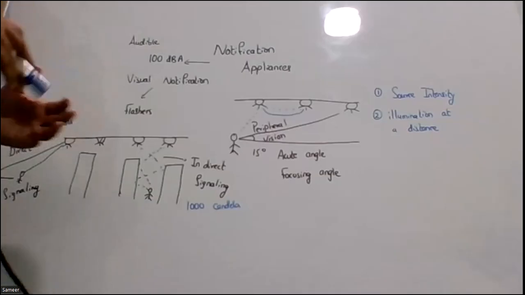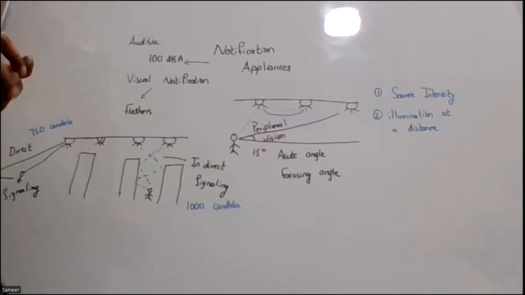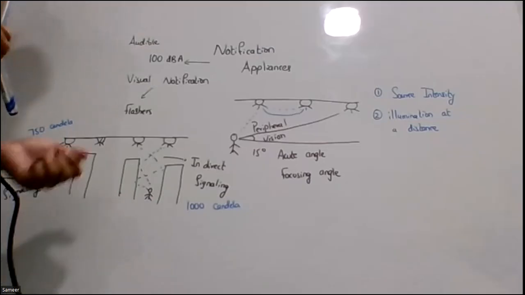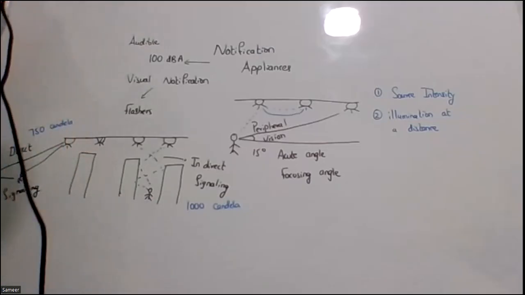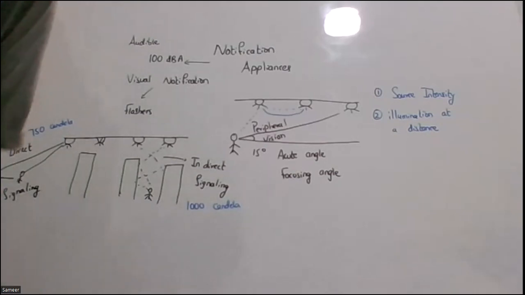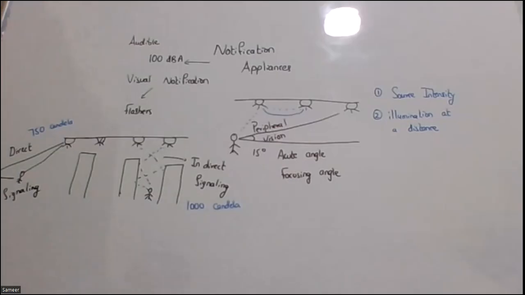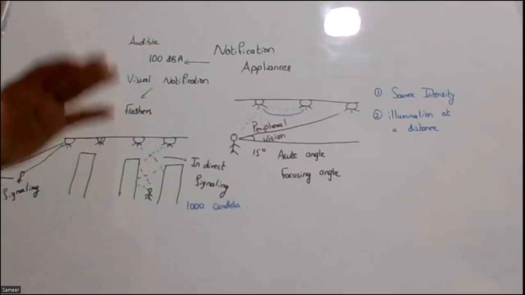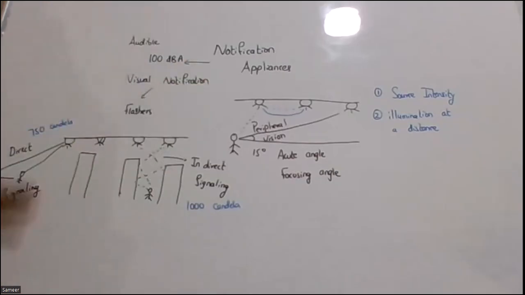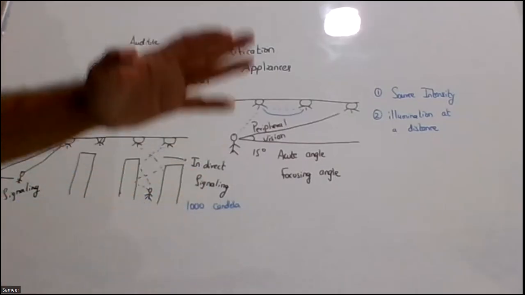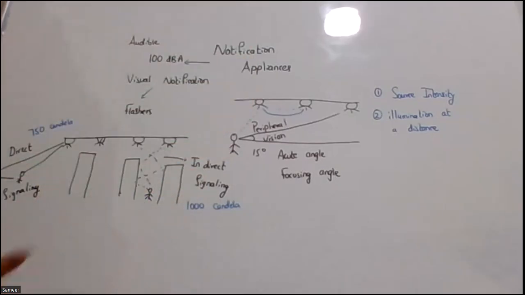Okay, so it helps in both ways. That is why, whenever we are going to design any type of illumination for a visual appliance, we have to see whether we have to keep 1000 candela or 750 candela. Whatever candela we keep, we have to identify the purpose of the visual notification, whether it is just to inform the people or to inform a wide area, meaning a larger area. A larger area means more intensity of illumination will always be needed.